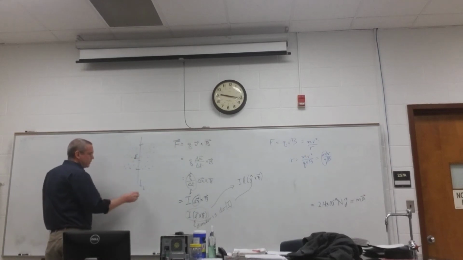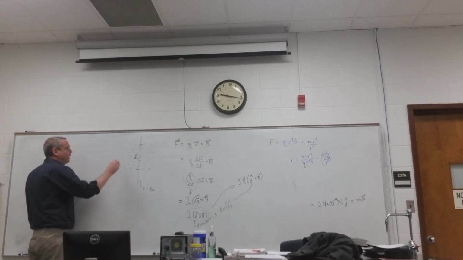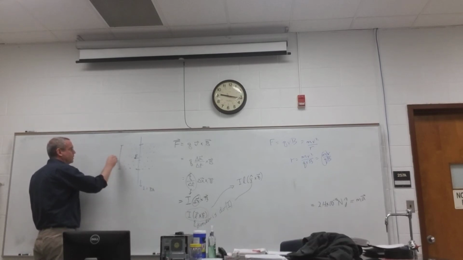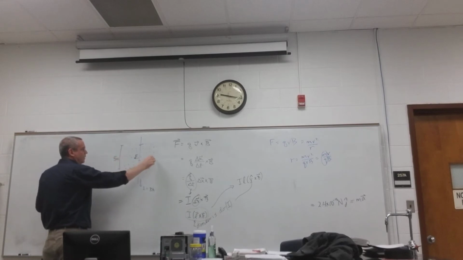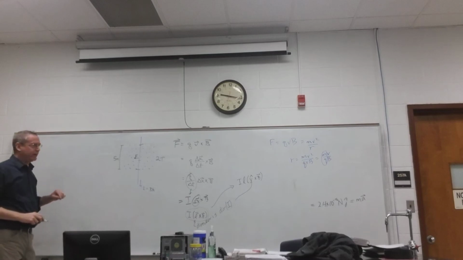So just a simple plug and chug, if I have a current of 3 amperes flowing through this wire, this distance right here is, let's just say, 5 meters, and a magnetic field of 2 tesla, what is the force on the wire?